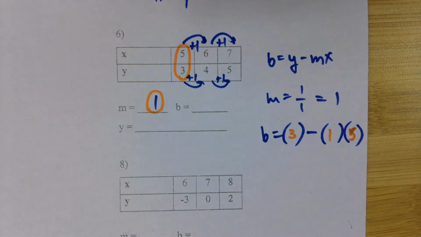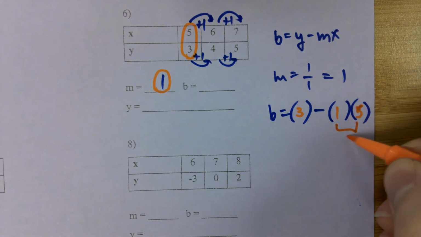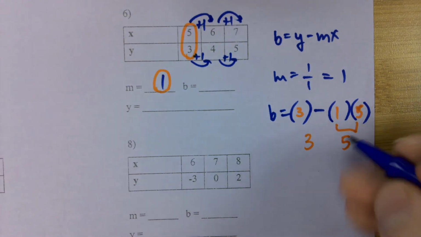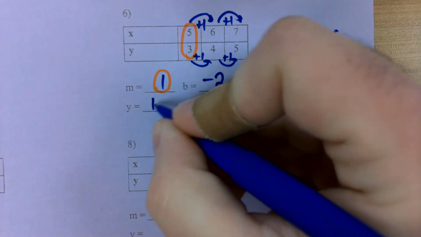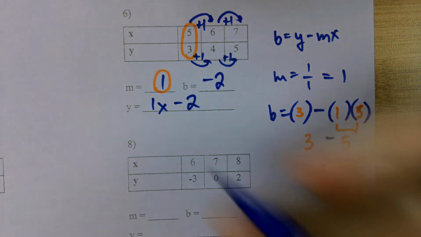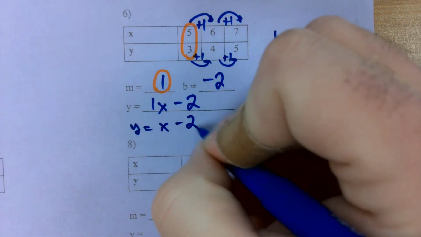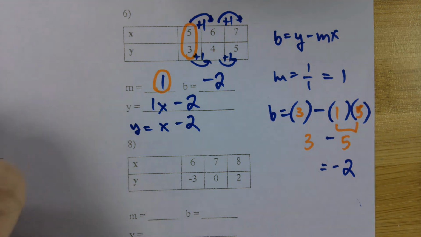Okay, so if you don't want to expand the table out, or if that's confusing to you, but you understand this equation, by all means, use that equation. You don't have to expand out the table. That's just one option. 1 times 5 gives us 5, and 3 minus 5 gives us negative 2. y equals 1x minus 2, or you could just write y equals x minus 2. We don't need to have that 1 in front of the x, it's implied.